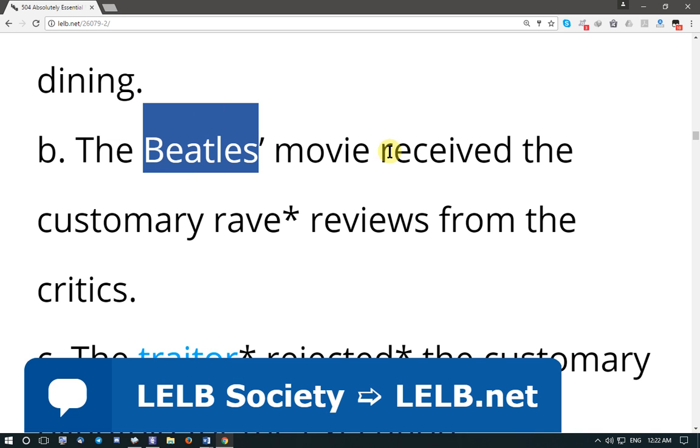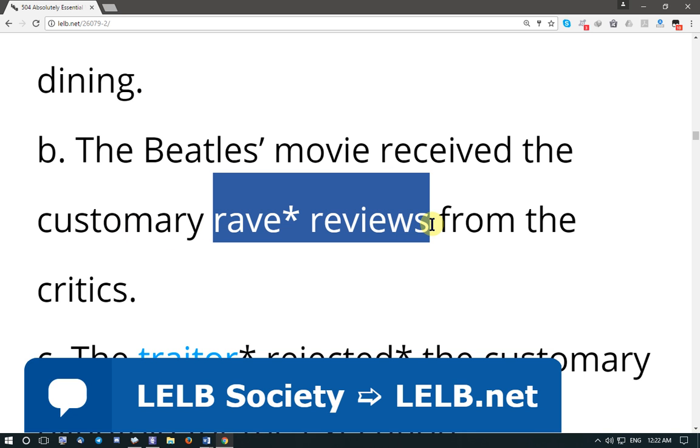Received the customary rave review. Pay attention to this. Rave review means they received a lot of admiration and praise. So that review or feedback was so positive. Rave review means positive feedback from critics.